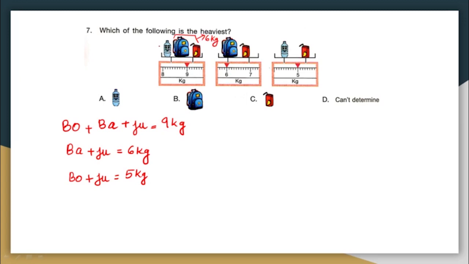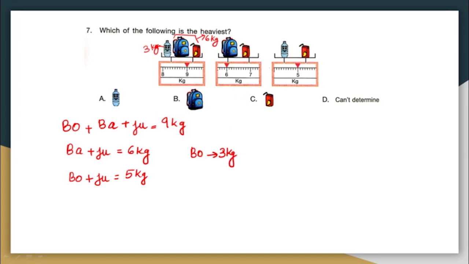So what does that mean? What is the weight of this bottle? See, this total weight, all these three put together is 9 kg. These two put together is 6 kg. So that means that this bottle will weigh only 3 kg. Correct? The weight of this bottle is 3 kg. I am just writing BO for bottle. I hope you understand that. I am just saying bottle is 3 kg.